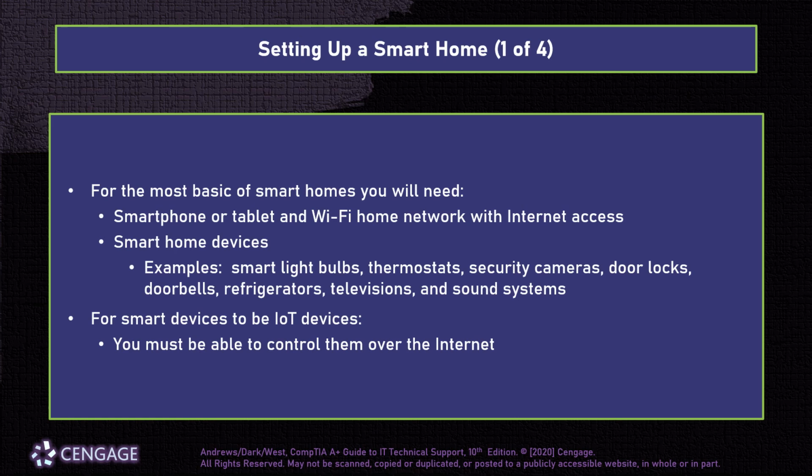Now, for the most basic smart home configurations, you're going to need some kind of interface to be able to control it, so a phone or a tablet, a Wi-Fi home network with internet access, and then some kind of smart device. For smart devices to become IoT, they have to be able to connect to the internet, hence the I in IoT, the Internet of Things.